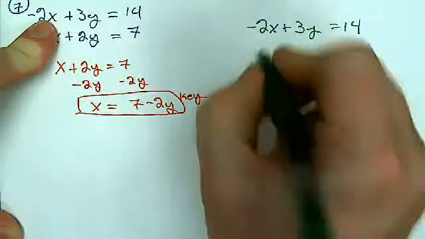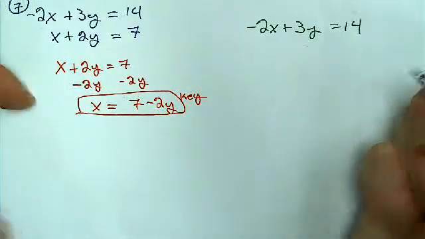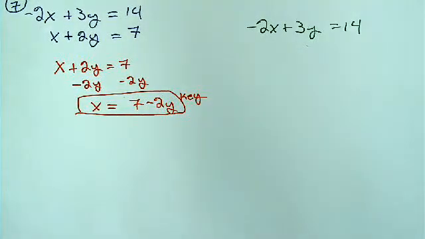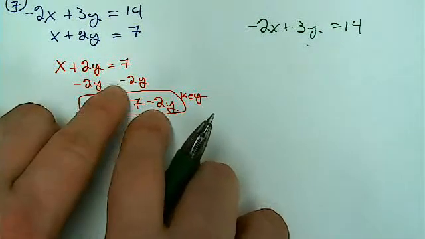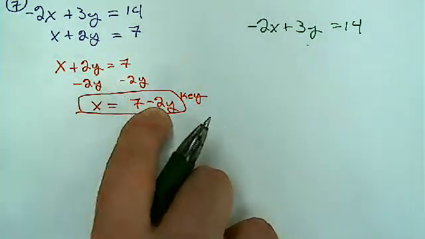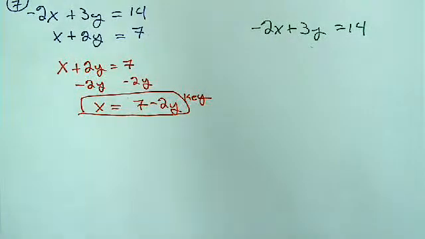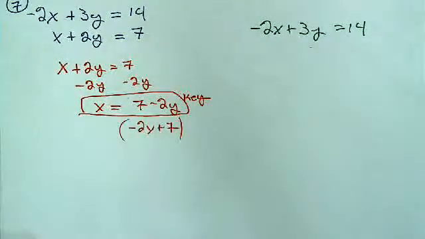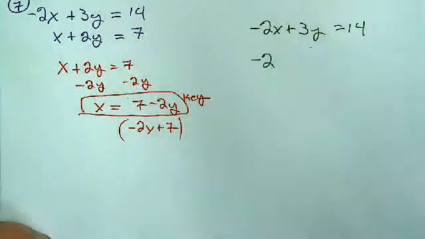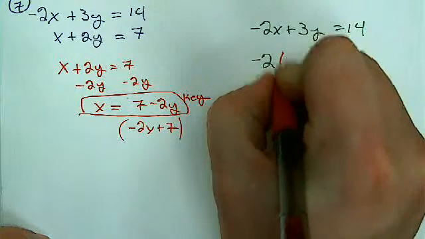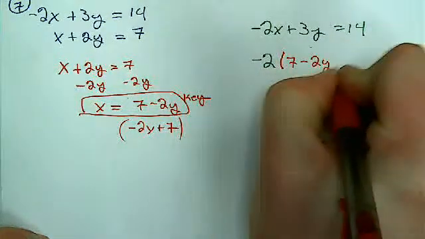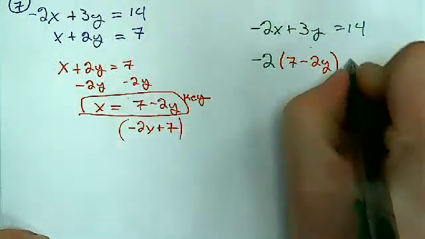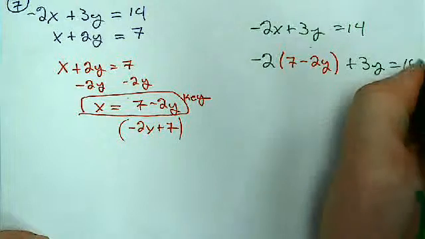Why did 2y go after the 7 this time? Oh, I could have written them, guys, in either order. I just decided I didn't want to write it with the negative 2y as a leader. I could. It's just as legal to write this if you want to. So negative 2, and then 7 minus 2y, plus 3y is 14.